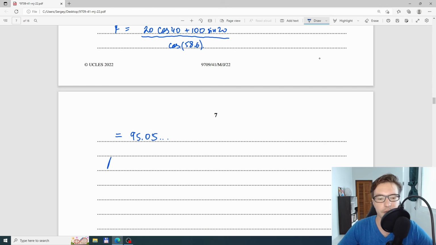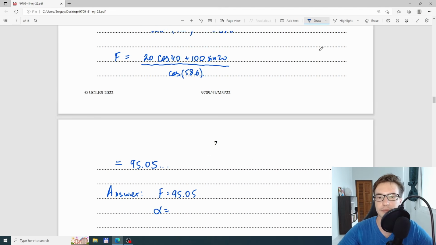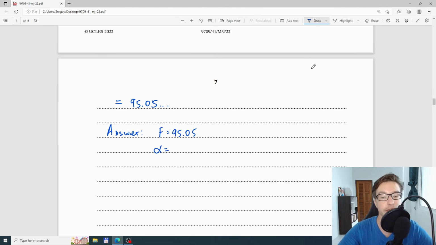And I will give both values as my final answer. So the force equals to 95.05 and the angle equals to 58.6 degrees. Next question.